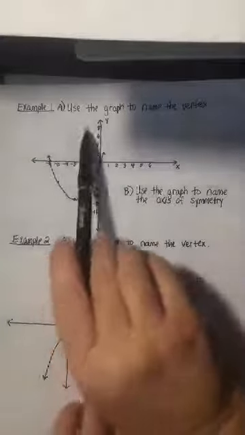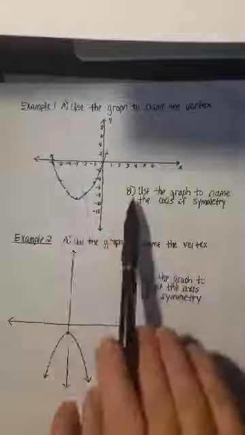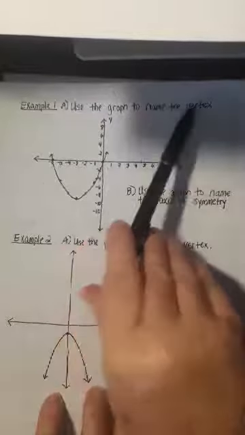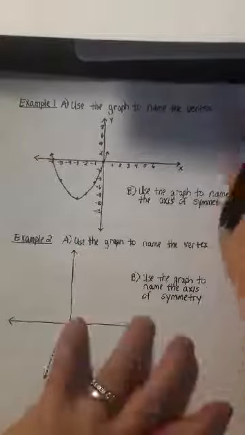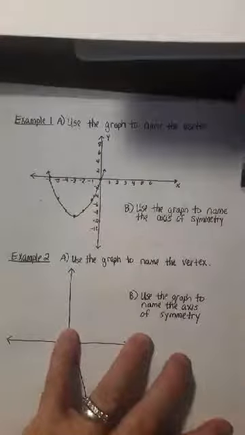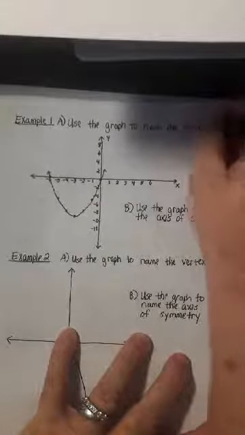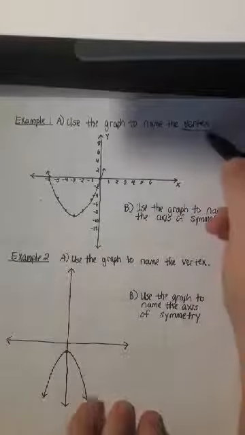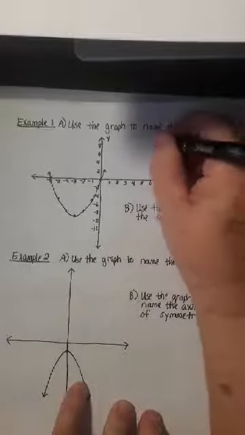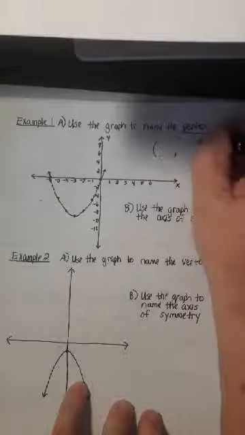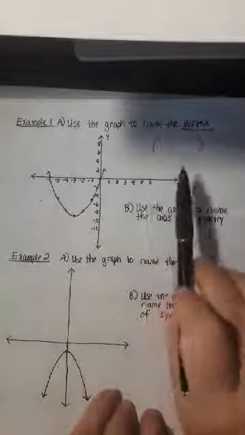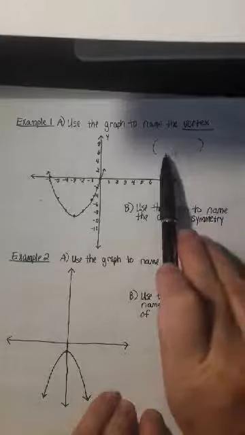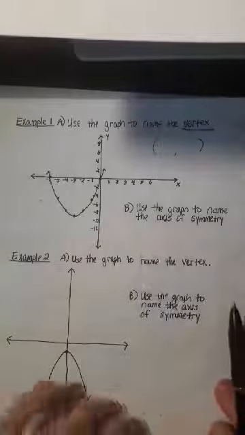So look at this graph. I've got two parts, part A and part B. In part A, it says use the graph to name the vertex. First of all, read your directions and make sure you know what it's telling you to enter. If it's telling you to enter the vertex, it is going to give you something like this, because you have to enter an ordered pair, and it's just going to leave those two places blank for you to enter the ordered pair for the x-coordinate and the y-coordinate.